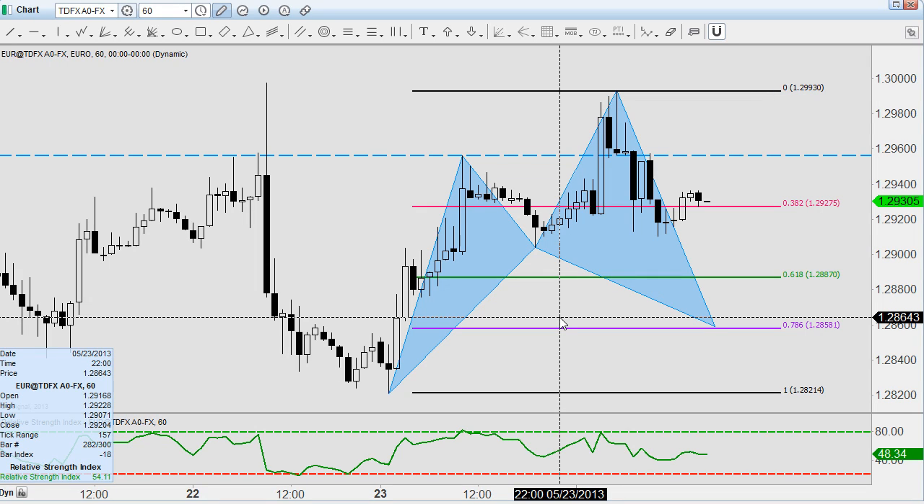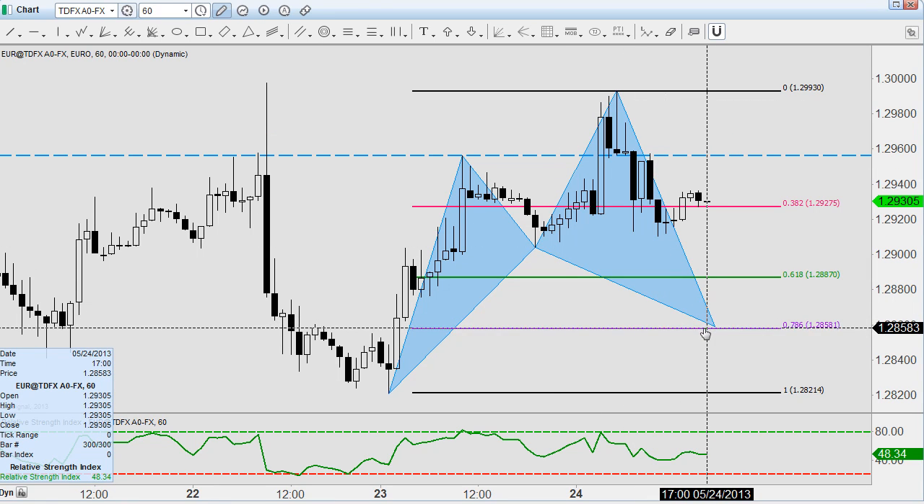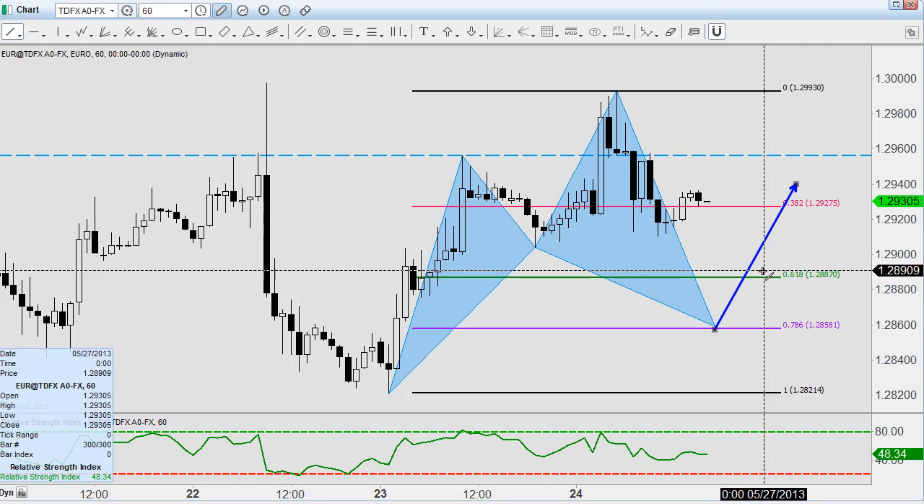And again, this is the progression, the if-then syntax that we use here at Trade Empowered. If the market pulls back into the 786 retracement, the 786 is coming in at 128.58, then we're going to want to be a buyer. And boom, we're expecting the market to rally.